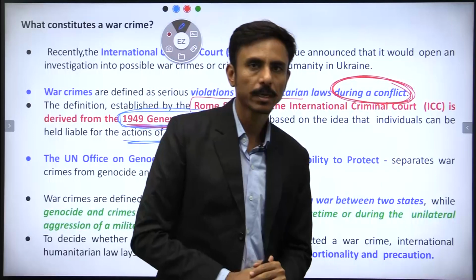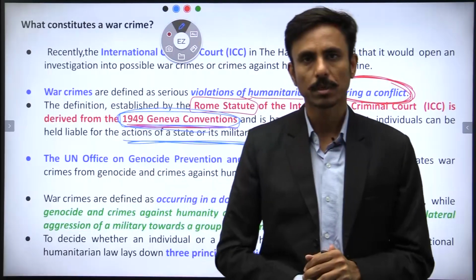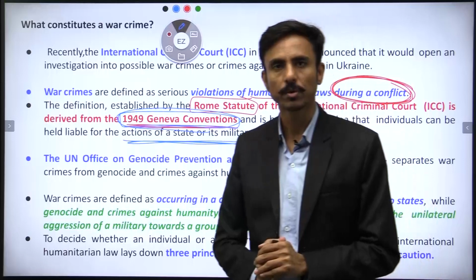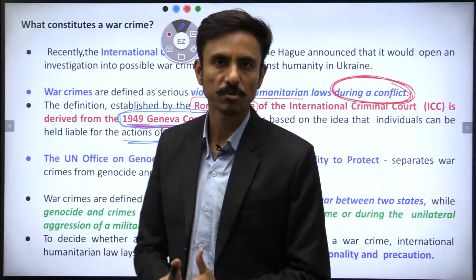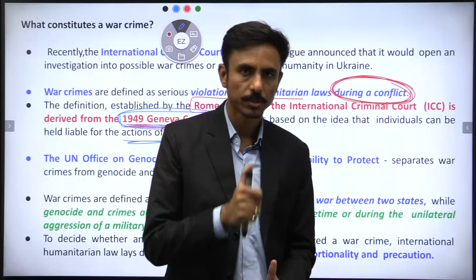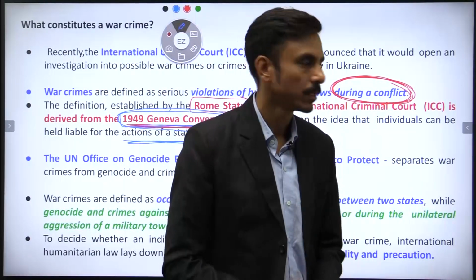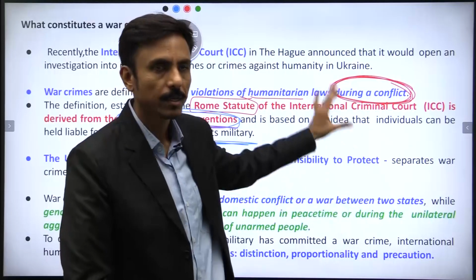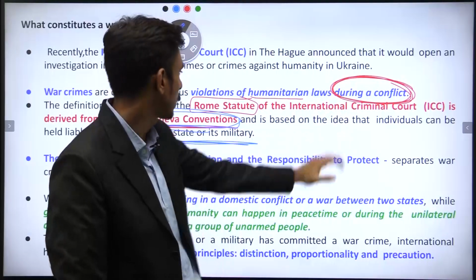What is happening in Bucha near Kyiv in Ukraine is a war crime because it is a war-torn area and there are two conflicting belligerent parties, Ukraine and Russia, right? So therefore there is a difference between genocide and war crime. I hope it is clear, right?